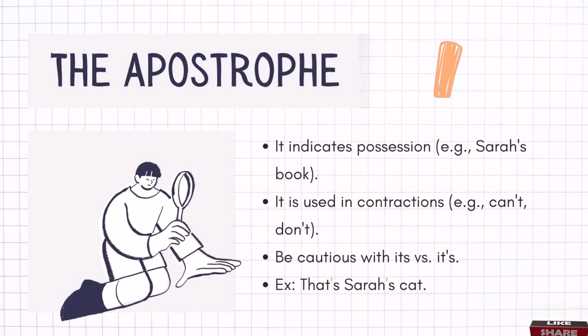The apostrophe. It indicates possession, for example, Sarah's book. It is used in contractions, for example, can't. Be cautious with it's versus its. Example: That's Sarah's cat.